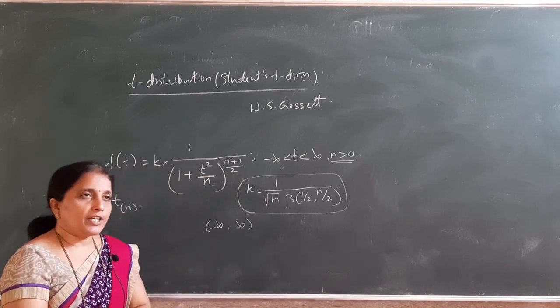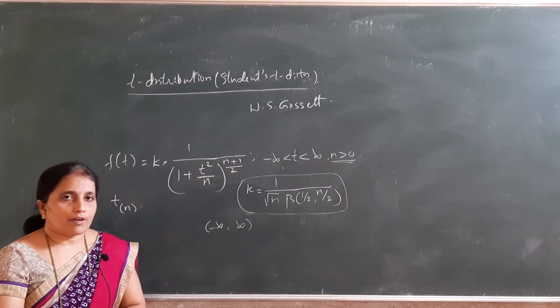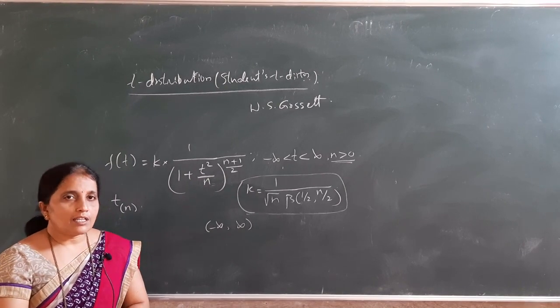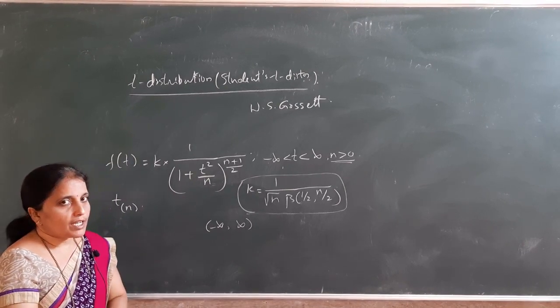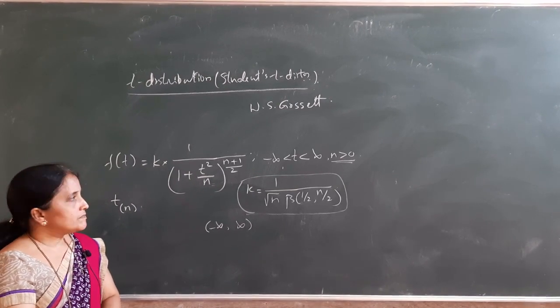What is degrees of freedom? It is the same as degrees of freedom in chi-square. Degrees of freedom is nothing but the number of independent variable components a distribution has. Right?